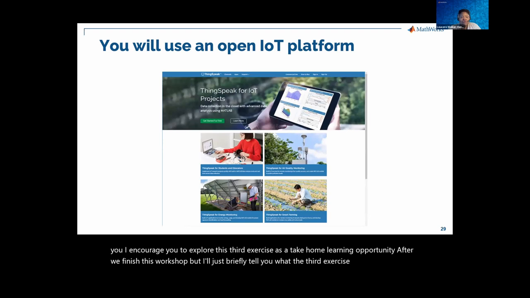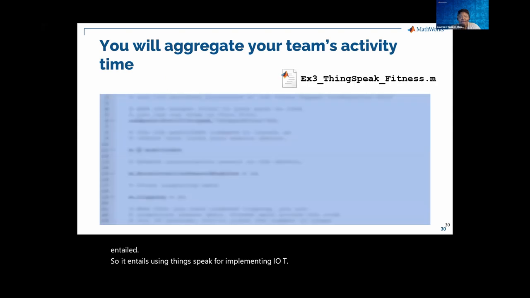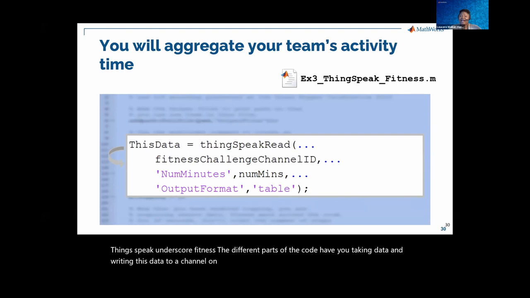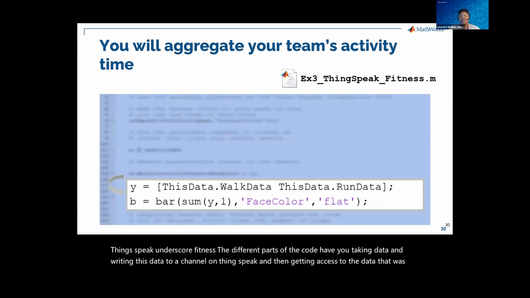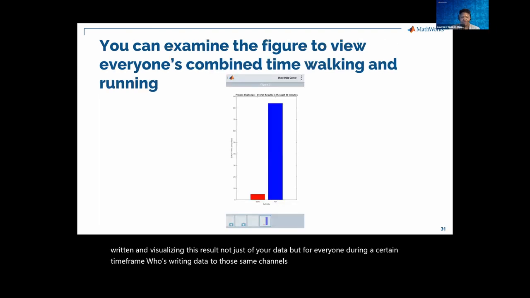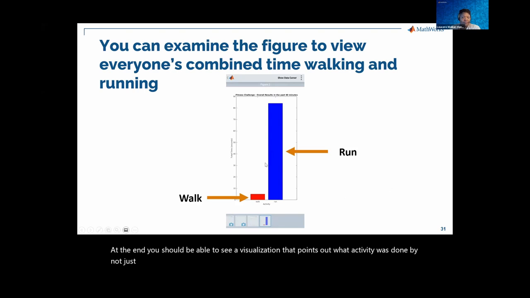It entails using ThingSpeak for implementing IoT. Using IoT, you'll be able to aggregate data using this third and final file named ex3_ThingSpeak_fitness. The different parts of the code have you taking data and writing this data to a channel on ThingSpeak, and then getting access to the data that was written and visualizing this result, not just of your data, but for everyone during a certain time frame who's writing data to those same channels or accessing data from those channels. At the end, you should be able to see a visualization that points out what activity was done by not just one person, but multiple people.